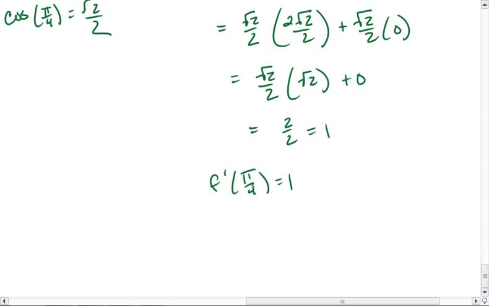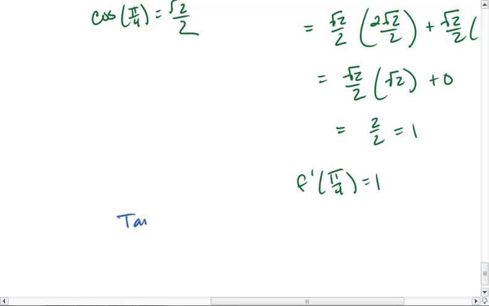What this means for my tangent line is that my tangent line at x equals pi over 4 has a slope of 1.